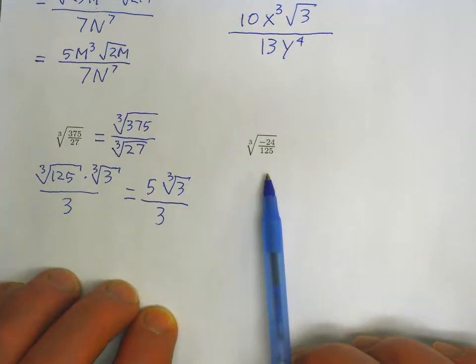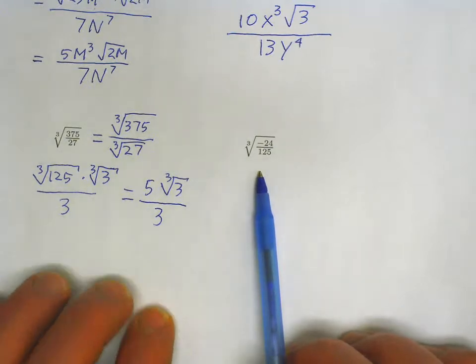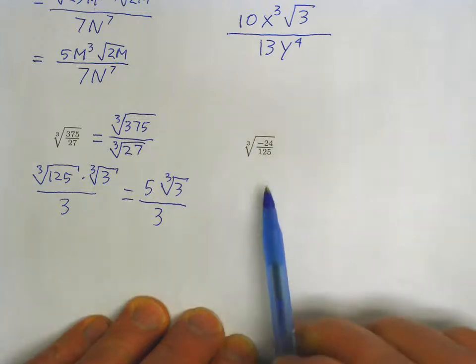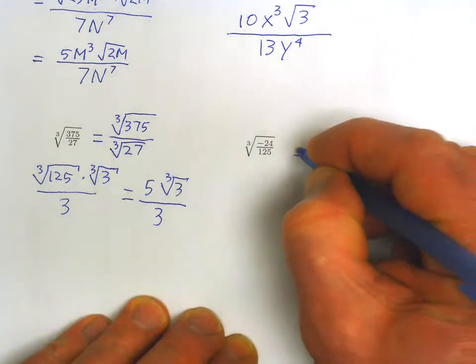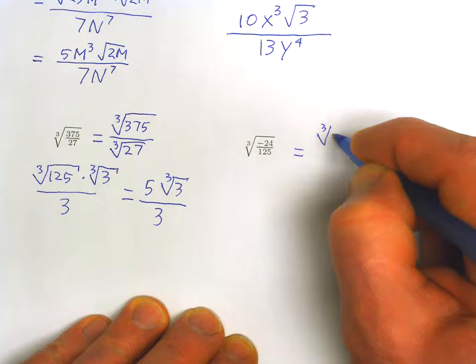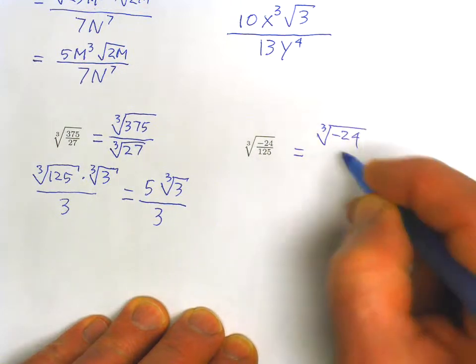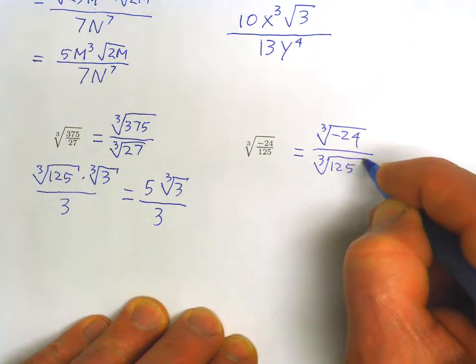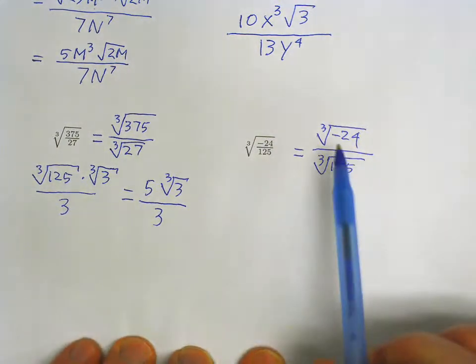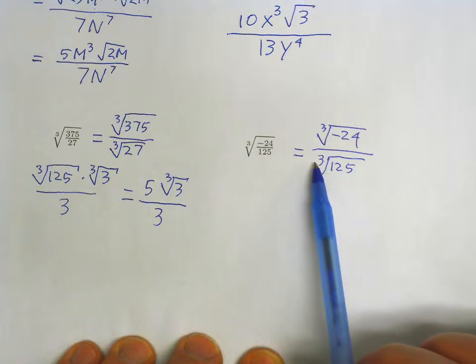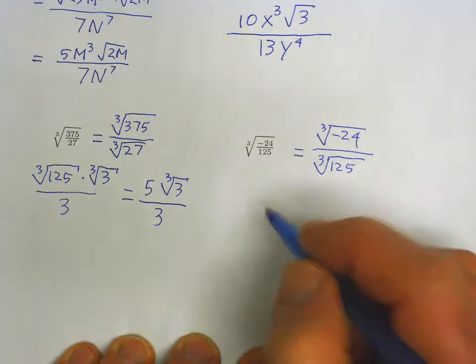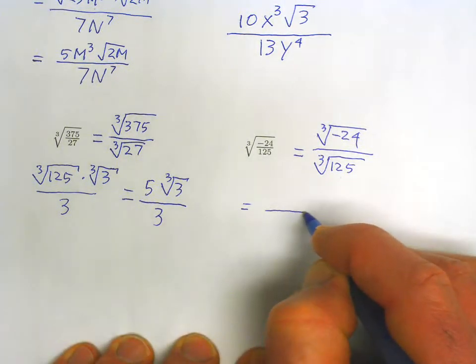Okay, in the next example, the cube root of negative 24 over 125. We'll write this as the cube root of negative 24 over the cube root of 125. And we can simplify the denominator. The cube root of 125 is 5. 125 is a perfect cube. So we'll go ahead and do that in the denominator.